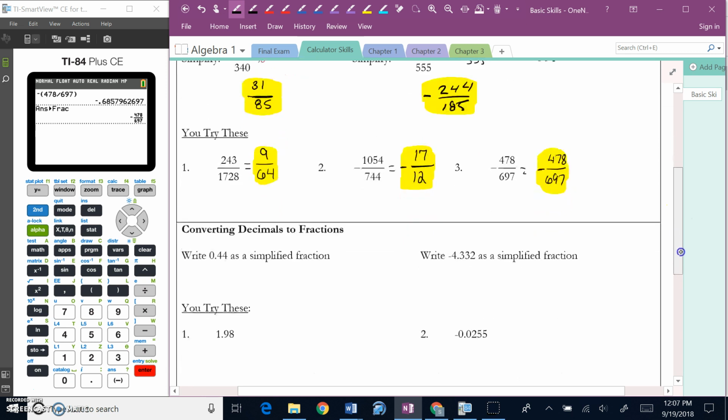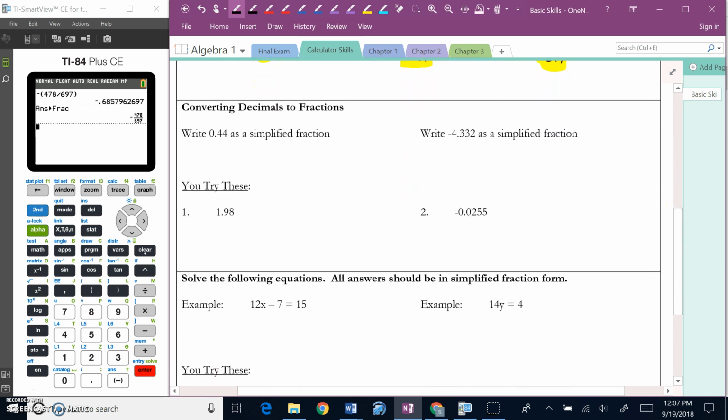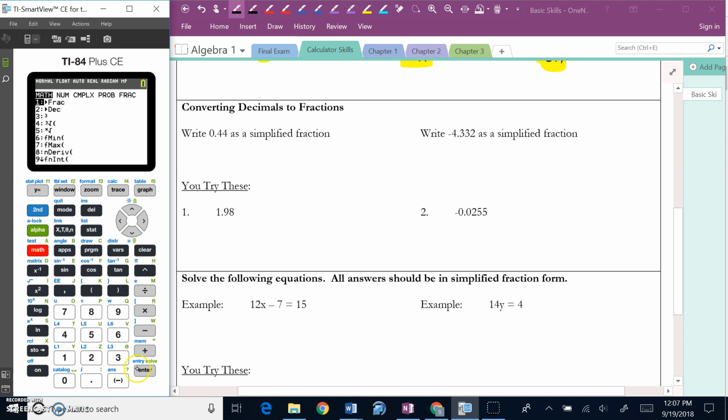Okay, the next section will be a little bit quicker as well. This is just taking, if I give you a decimal as opposed to calculating a decimal, and I want you to simplify the fraction, that's where you just type in your decimal, 0.44. Math, frac. So now take 0.44 and convert to a fraction. I want to write down in the calculator exactly what is given to me. That's 11 over 25.